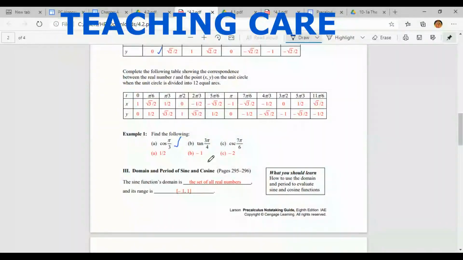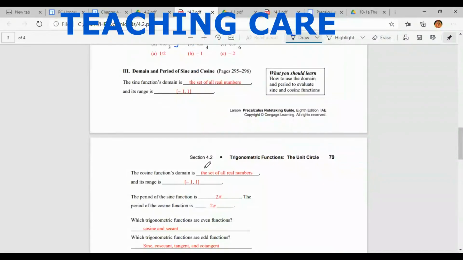Next, coming to your domain and period of sine and cosine. The sine function domain will be the set of all real numbers, and the range will be from -1 to 1. As we have seen in the unit circle, it starts with 0 and ends at 180 degrees. So -1 to 1. For the cosine function, again, the domain will be the set of all real numbers, and the range will be -1 to 1. The period of the sine function will be 2 pi, and the cosine function is also 2 pi.